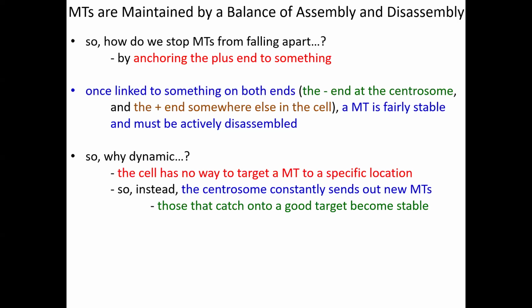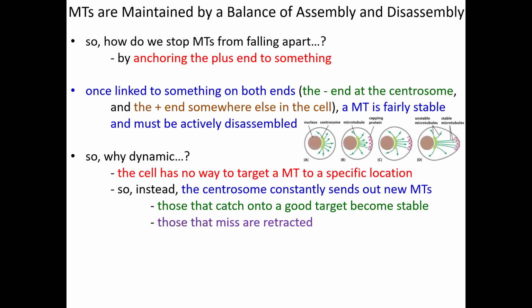And when they do, the plus end will anchor at that target. Anchoring proteins will stabilize the plus end, and that microtubule will not break down. But for all of those other microtubules that didn't hit a target, all of the darts that didn't hit the dartboard because the cell is blindfolded, well, we want those microtubules to break down because they didn't find a target that they should bind to. And so we should retract those microtubules and try again. So the strategy makes sense.